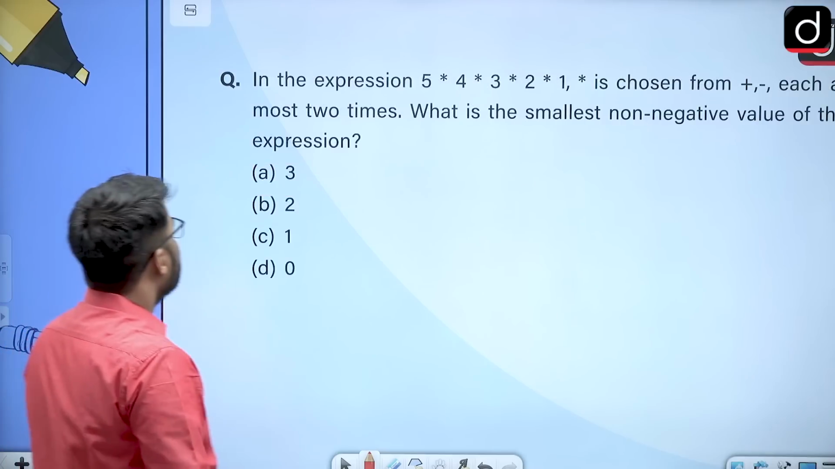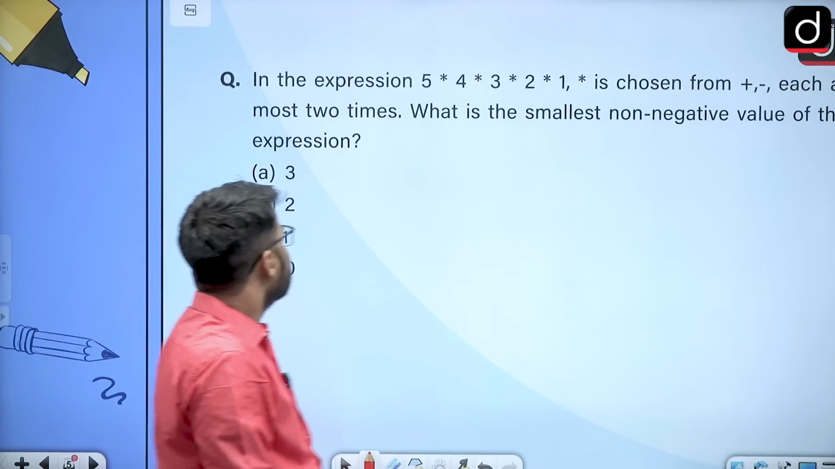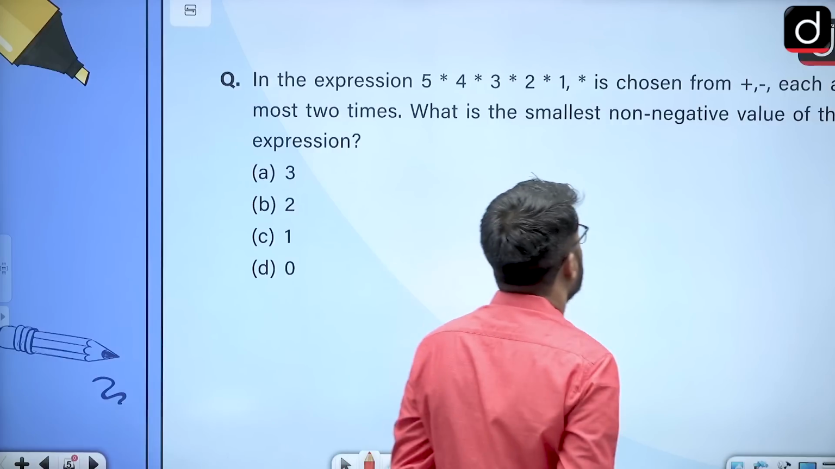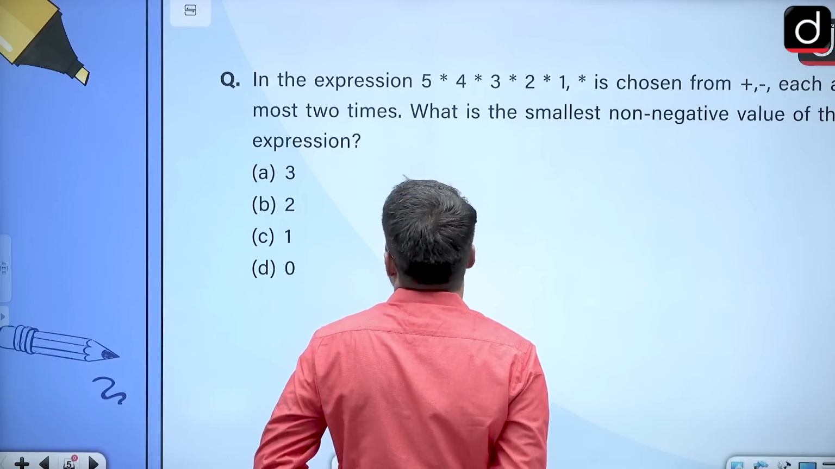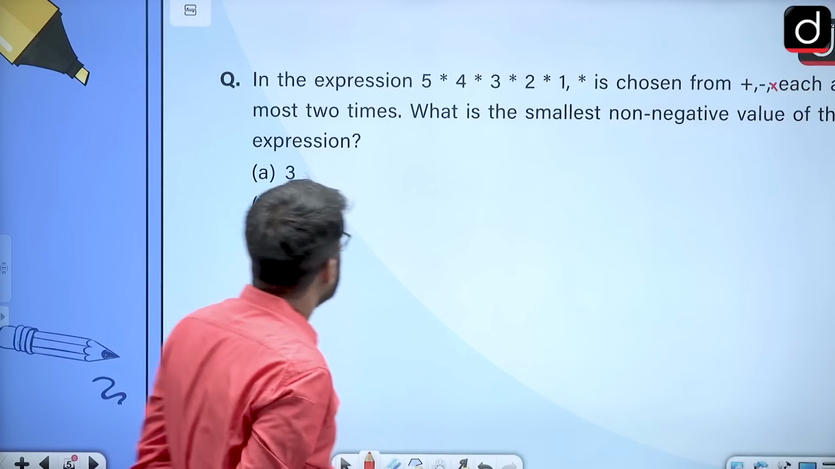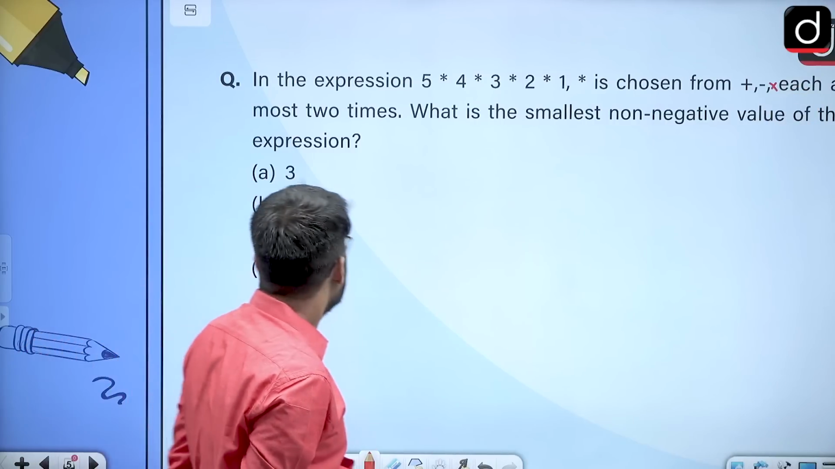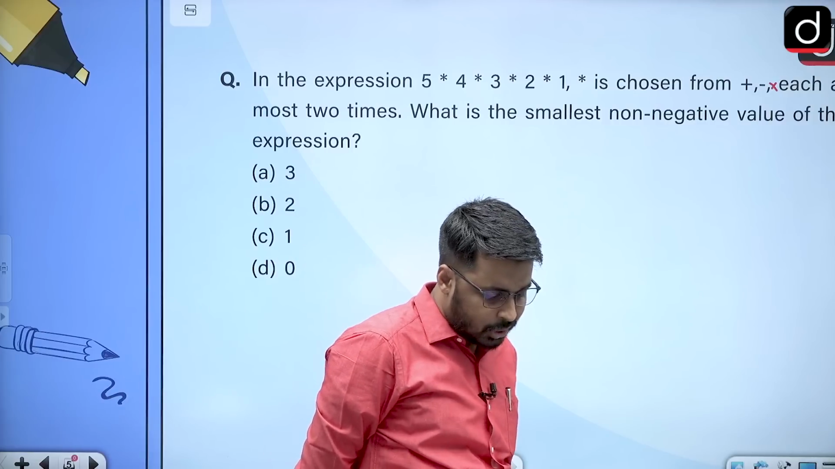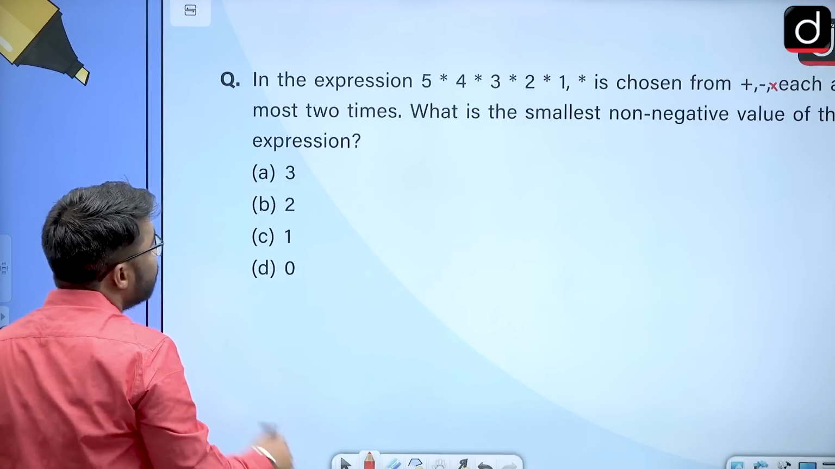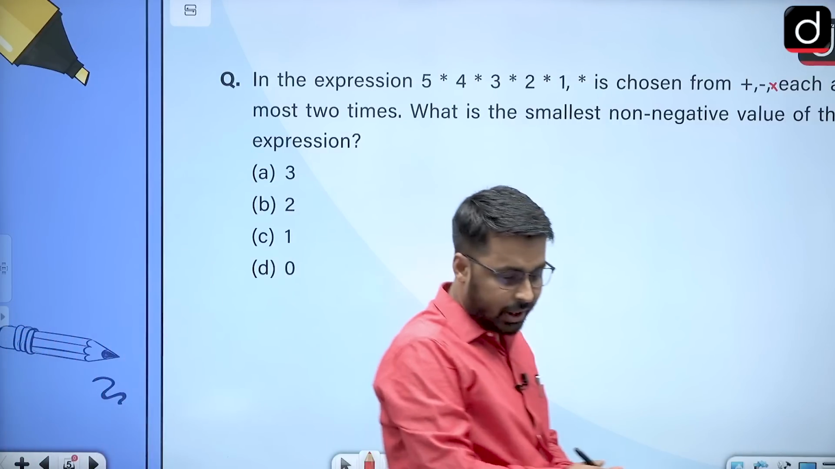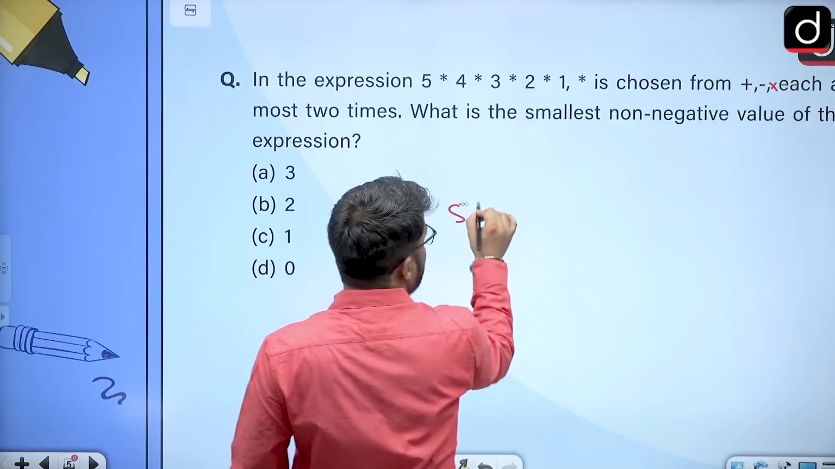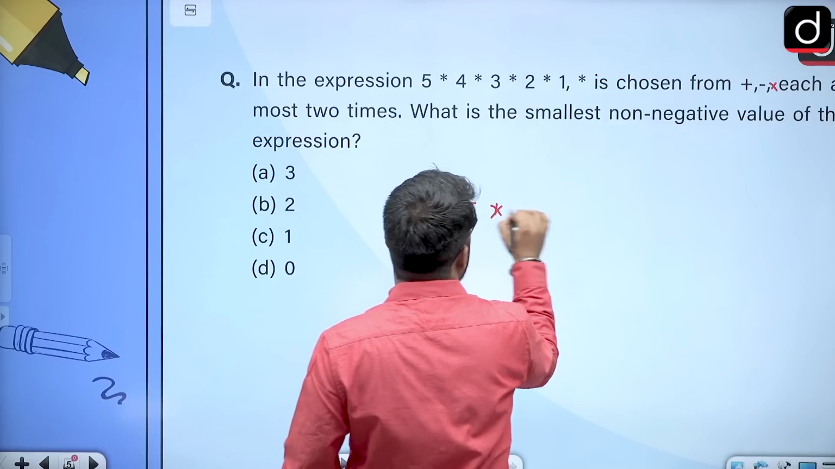Next question. In the expression 5 star 4 star 3 star 2 star 1, each star is chosen from plus, minus and multiply, each at most 2 times. What is the smallest non-negative value of the expression? Right. So now I can use these 3 operators, plus, minus and multiply, at most 2 times each. And now I have to find out the smallest non-negative value of this expression.